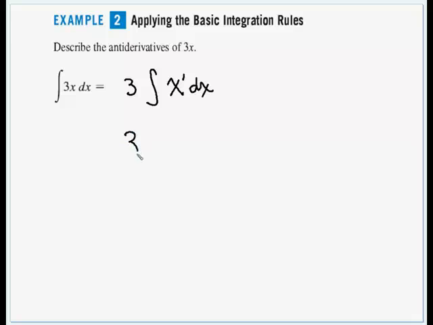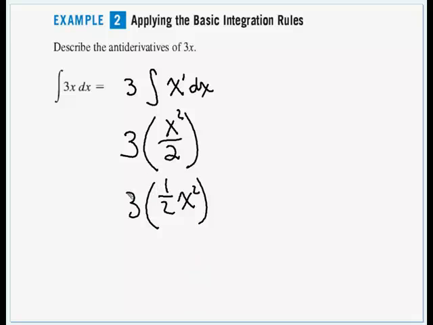So when we find the antiderivative, we're going to have 3 times, raise the exponent by 1, x to the second power, and divide by the new exponent. Or you could write that as 1/2 x squared. And well, 3 times a half is 3/2 x squared. And we don't forget to add on our constant c at the end.